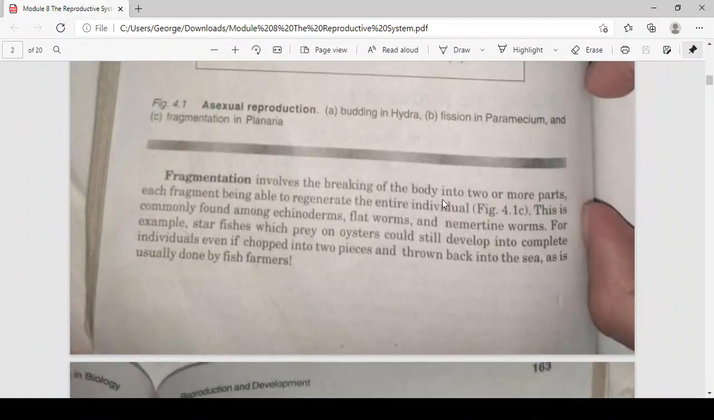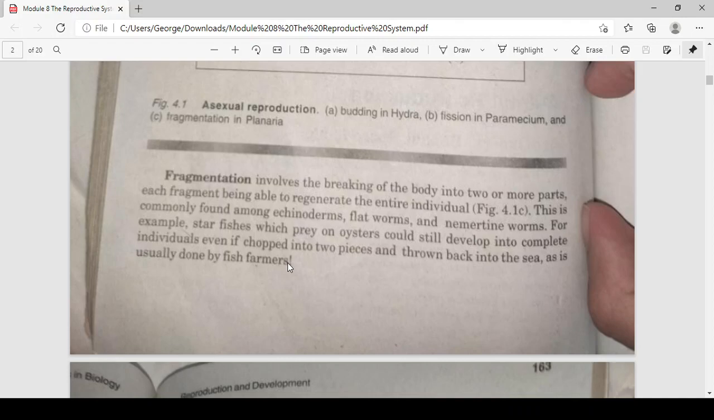Next and lastly, sa asexual reproduction is your fragmentation. Kids, involves the breaking of the body into two or more parts and each fragment being able to regenerate the entire individual. This is commonly found among echinoderms, flatworms, and nemertine worms. For example, starfish which prey on oysters could still develop into complete individuals even if chopped into two pieces and thrown back into the sea, as is usually done by fish farmers. So kids, in fragmentation, you just split them into fragments, and those fragments regenerate to form new organisms that are identical to the parent.